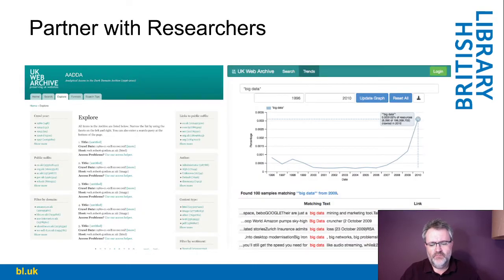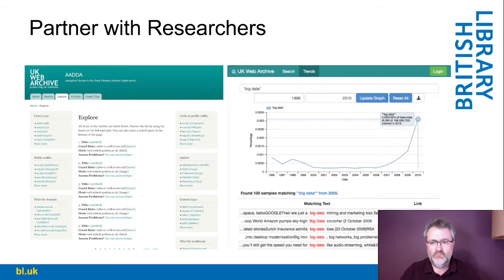And the design strategy has really been about partnering with researchers. A few years ago now, there were two important projects in this angle. There was the ARDA, or Analytical Access to the Dark Domain Archive project, which was a smallish JISC-funded project, which only worked with a handful of researchers very briefly, but helped us understand how to index large collections and how to start making them more accessible for researchers.